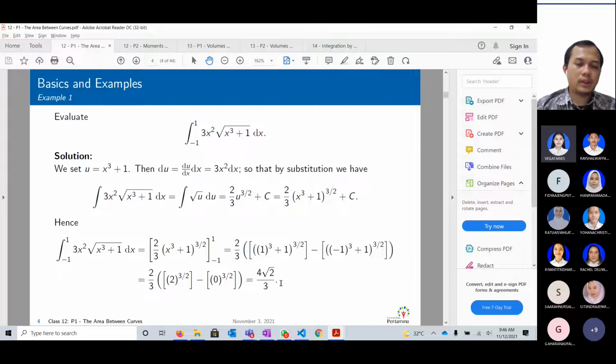Selesai. Any question for this example? Any question? Sorry, so that must be the basic, it must be 1 minus 1.